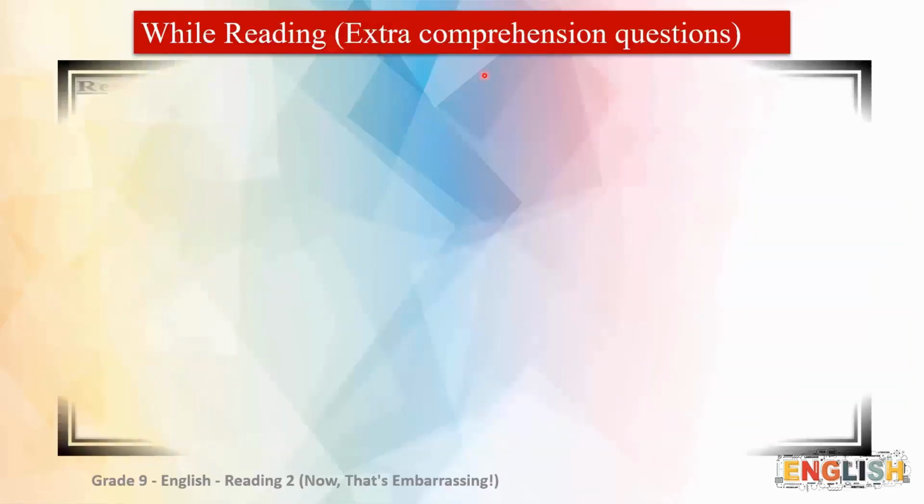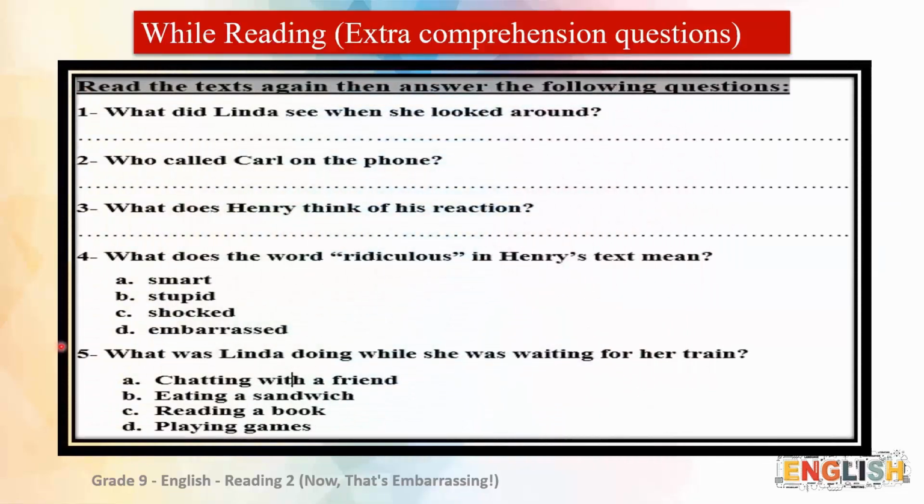Here are some extra comprehension questions, my dear students. These are 5 questions. I'd like you to read them carefully and go back to the texts, read them carefully, then answer the 5 questions, pause the video, do the exercise, then come back again. Hello again. Let's know what the right answers are. Number 1. What did Linda see when she looked around? That's right. She saw the woman get on the train and walk straight up to her. Question 2. Who called Carl on the phone? That's right, his sister.